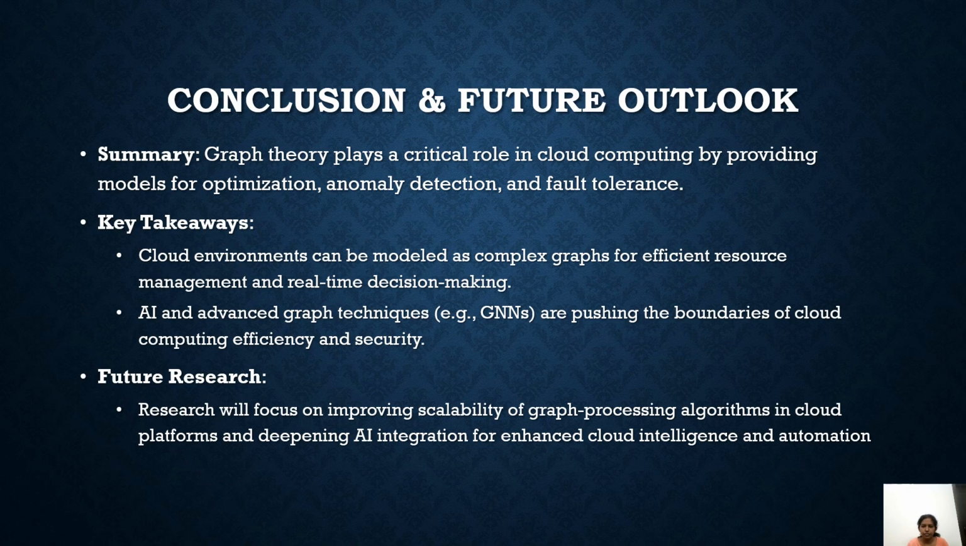Conclusion and further outlook. Summary. Graph theory plays a critical role in cloud computing by providing models for optimization, anomaly detection, and fault tolerance. Key takeaways. Cloud environments can be modeled as complex graphs for efficient resource management and real-time decision making. AI and advanced graph techniques like GNN are pushing the boundaries of cloud computing efficiency and security.